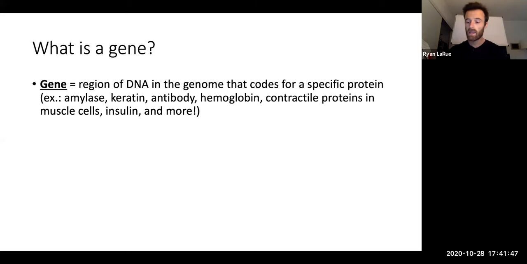A gene is a region of DNA. It's a stretch of DNA in your genome, which is the entirety of your DNA in the nucleus of your cells. It's a specific region that will code for a specific protein. So you'll have a gene for the amylase digestive enzyme, a gene for keratin, the structural protein, and a gene for producing antibodies in your white blood cells to fight infection.